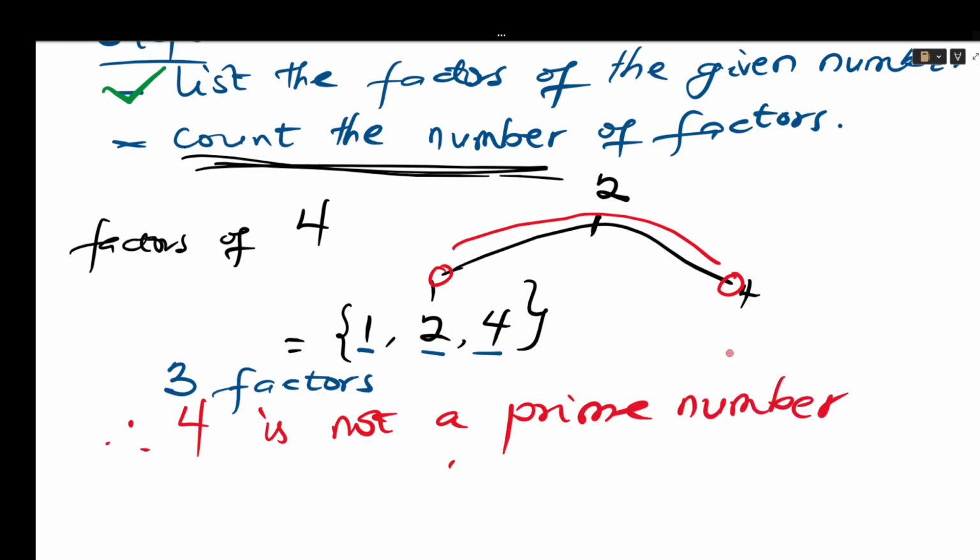We can say 4 is not a prime number. I hope it's clear. So we listed the factors where we had 1, 2, and 4. Then again, we found out that we had 3 factors. But the definition of our prime number says it should have only 2 factors, 1 and the number itself. So let's look at another example.